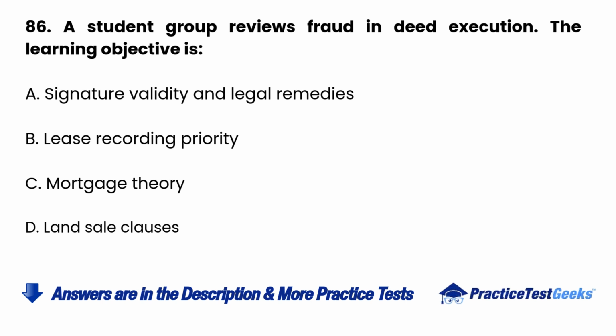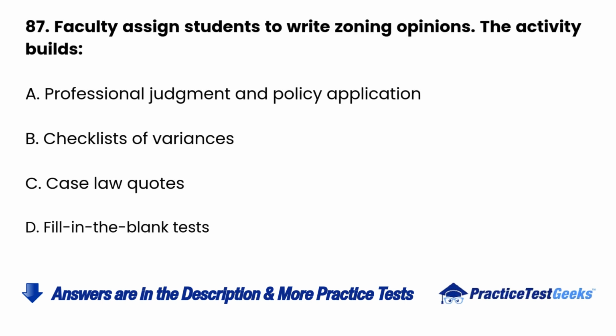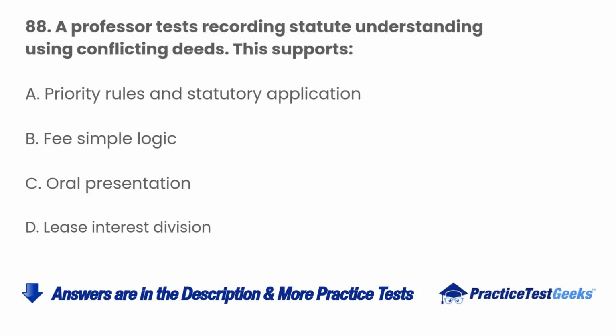Mortgage theory. D. Land sale clauses. 87. Faculty assigns students to write zoning opinions. The activity builds A. Professional judgment and policy application. B. Checklists of variances. C. Case law quotes. D. Fill-in-the-blank tests.